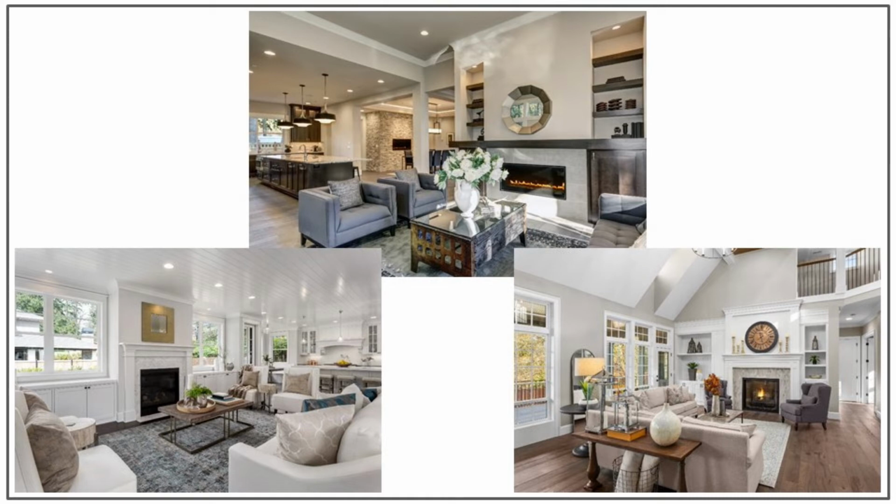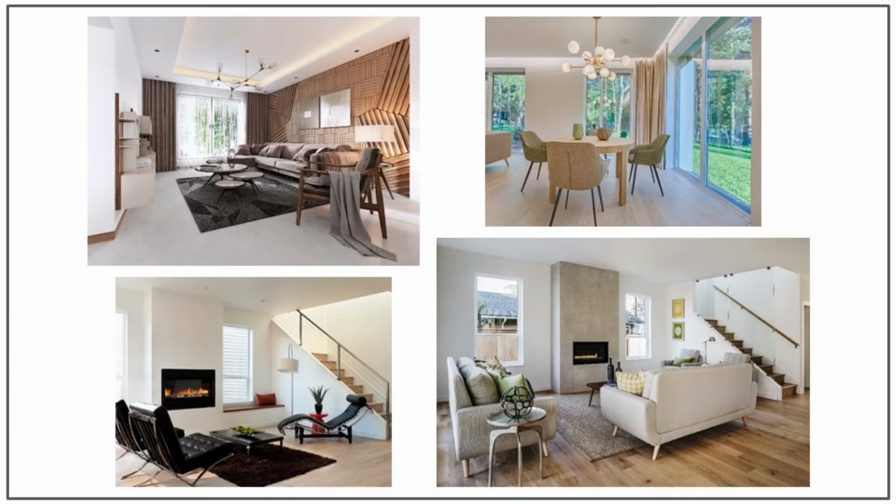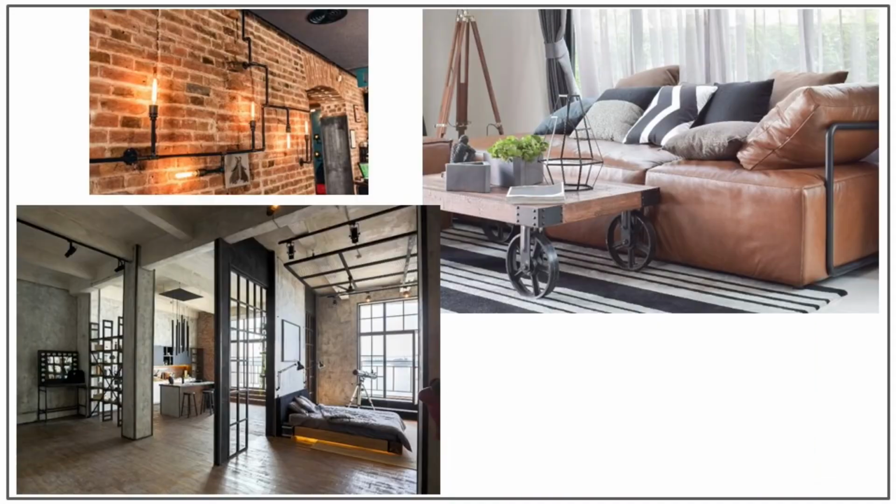Transitional incorporates warm neutrals for its color scheme, including neutral flooring, lots of different textures, and the furniture has simple, clean silhouettes. Mid-century modern, which is a revival of the interior design style of the 1950s, characterized by simple lines, graphic patterns, and an indoor-outdoor vibe. Industrial, which is all about industrial metals, reclaimed wood, leather, and a cool color scheme.